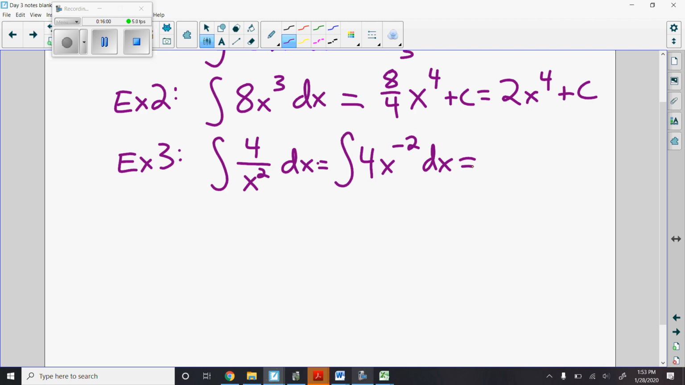Notice how I didn't bump and divide. All I did was rewrite. So notice that the big S stays. The big S stays until I actually perform my antiderivative. That's just rewriting, so the S needs to stay. Now I'm ready to bump and divide. So I'm going to bump my power by 1. Be careful here. When you add 1 to negative 2, you actually get negative 1.